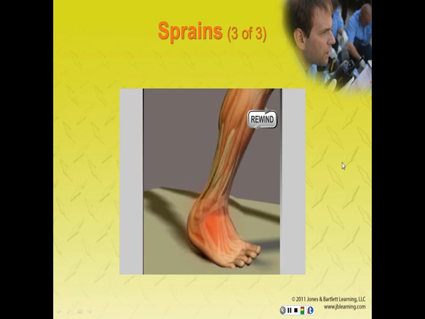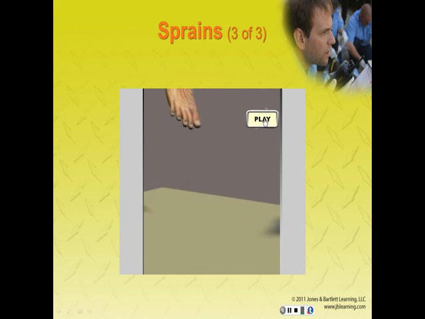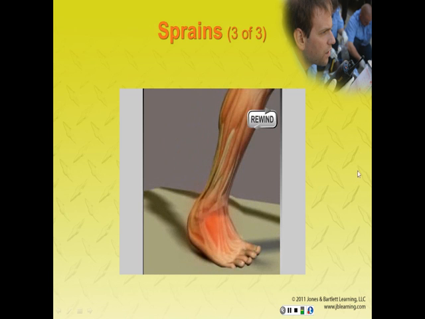You can see here how sprain type injuries occur. We'll watch it again. You saw the rolling motion.